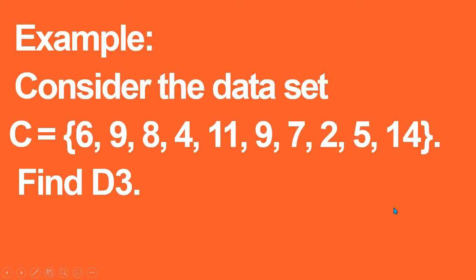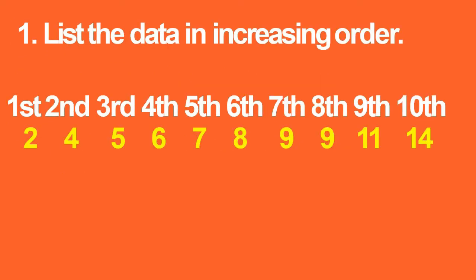How are we going to compute for decile? So let's have this data set. C is equal to the set of 6, 9, 8, 4, 11, 9, 7, 2, 5, 14. Let us find decile 3. Of course, we will list down the data in increasing order. And if necessary, let us label their position.